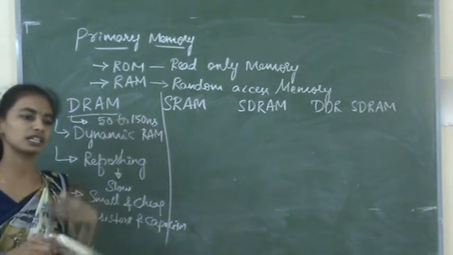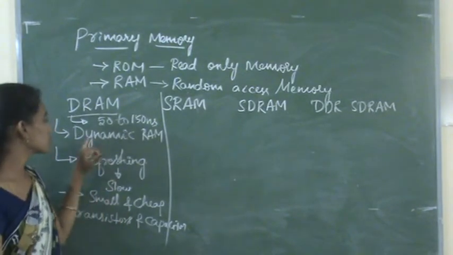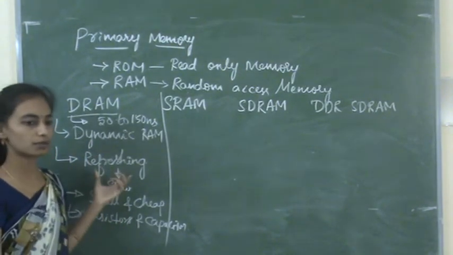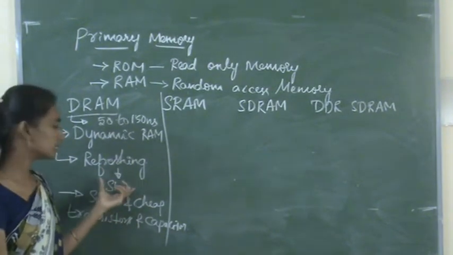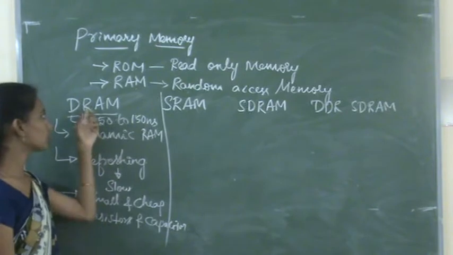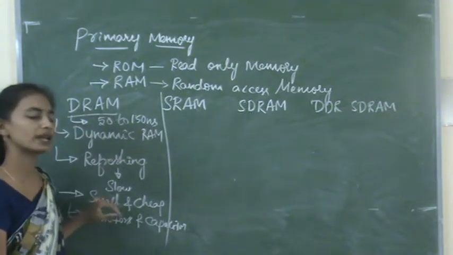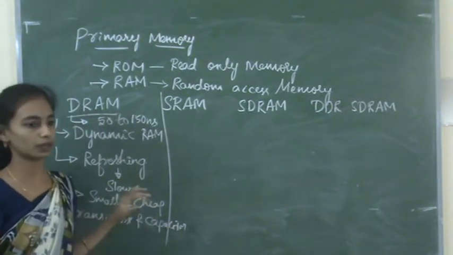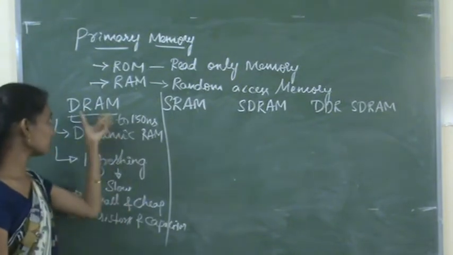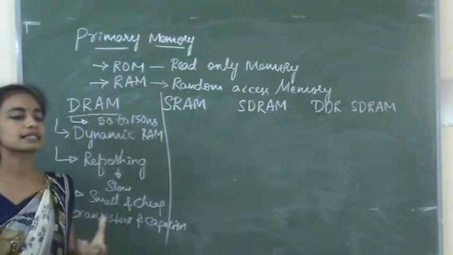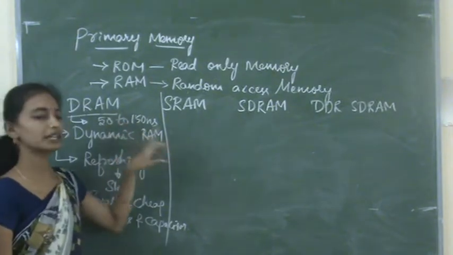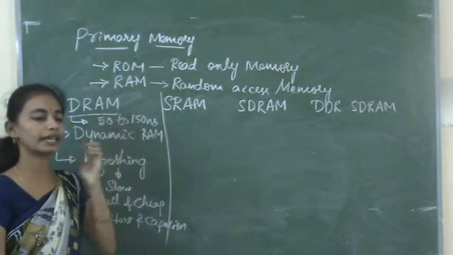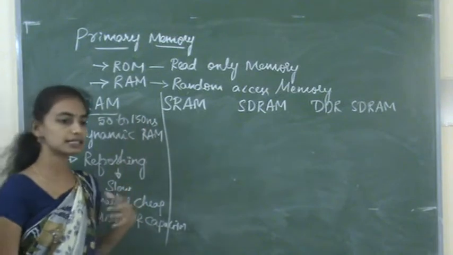When it refreshes, it changes, so that is dynamic. This dynamic random access memory is refreshing continuously, hence it is slow. This DRAM is very small and cheap. The accessing speed for the data is 50 to 150 nanoseconds, so in that range we can access the data.